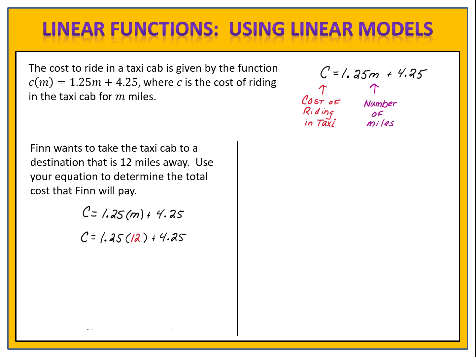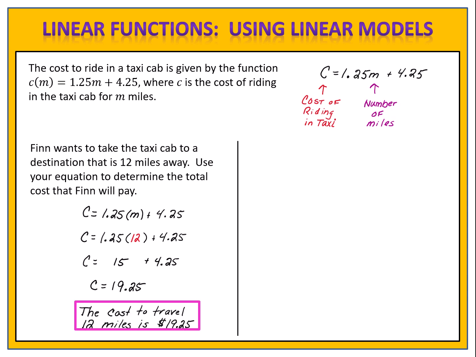1.25 times 12 is 15, plus 4.25 is 19.25. C equals 19.25. And since C represents the cost of riding in the taxi, we can conclude that the cost to travel 12 miles is $19.25. We could evaluate the cost for any number of miles traveled by substituting the number of miles in place of m in the equation and then evaluating.